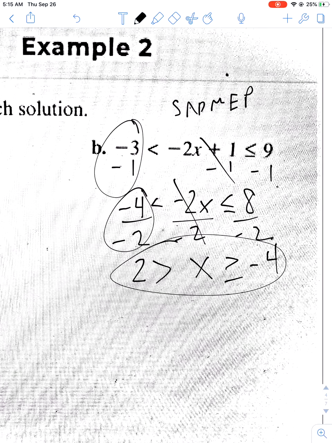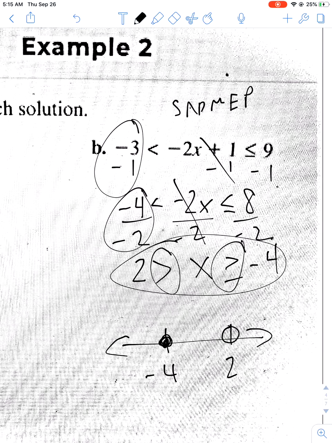So it's an AND again. So smallest number first, biggest number second. At negative 4, I'm closed because of the line underneath. At 2, I'm open because of no line. It's an AND, so we lock in the ones between the two numbers. And its interval notation is: when does it start working? When does it stop working? Parenthesis means open. Bracket is closed.